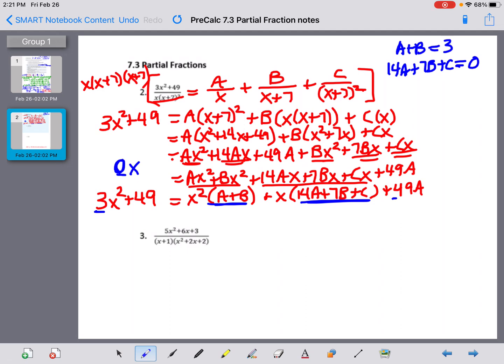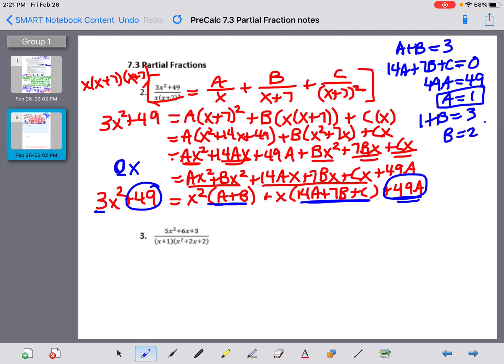And then thankfully, once again, you don't always get this way. We know 49a is going to equal this constant over here, which is 49. It makes it super easy for us. A equals 1. I'm going up to my top equation. 1 plus b equals 3, so that means b equals 2.